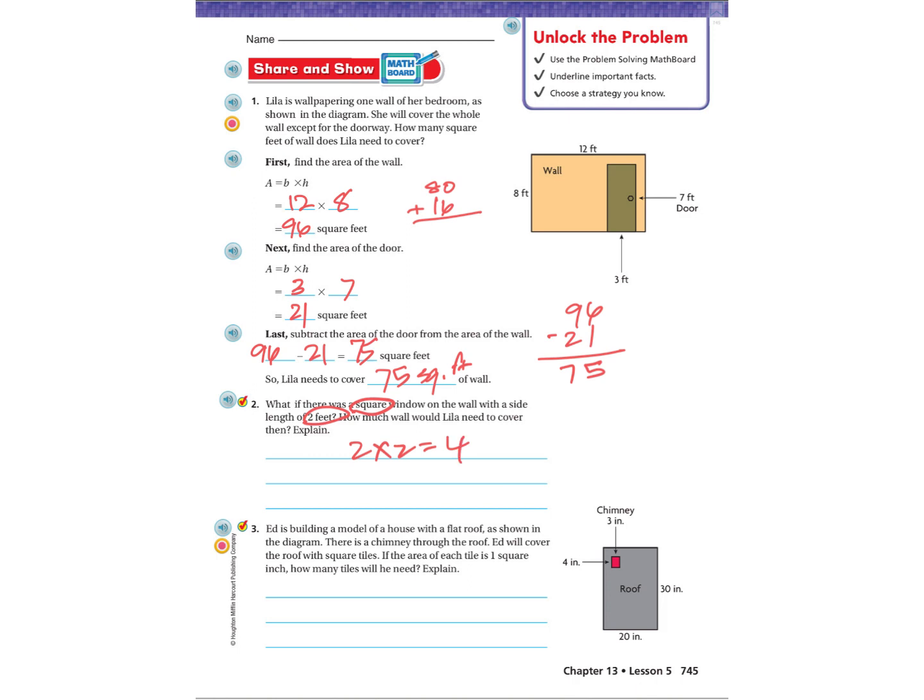And then do we have to take that out too, or are we going to paint over the window? Take it out. We're going to take it out too. So let's take out 4 feet. And we have 5 minus 4 is 1. And 7 minus nothing is 7. So 71 square feet. Nice.